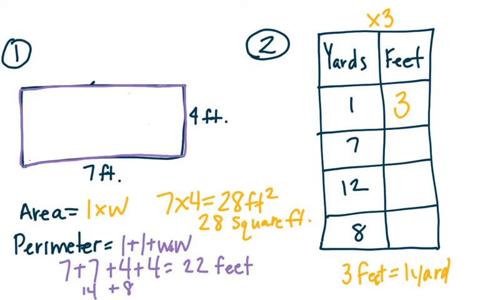Next, 7 times 3. What is 7 times 3? Fill it in before I do. 21. And yes, we need to memorize our multiplication facts up to 12. So 12 yards times 3 feet in a yard. What is 12 times 3? 36. And lastly, 8 times 3. 8 times 3 is 24. Go ahead and erase your whiteboard.